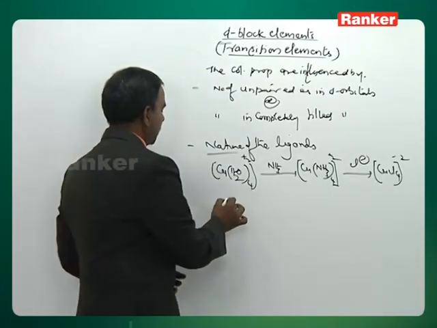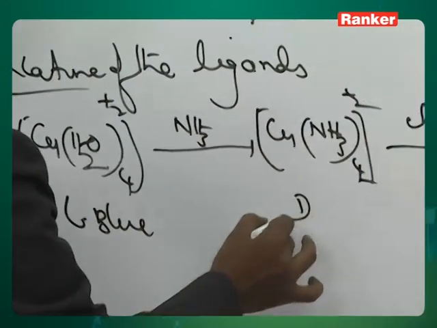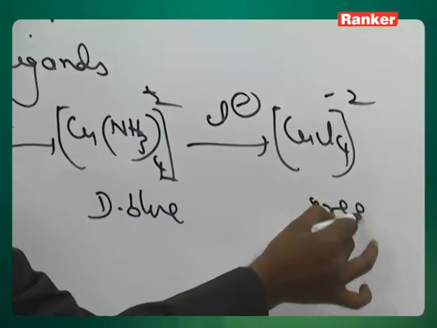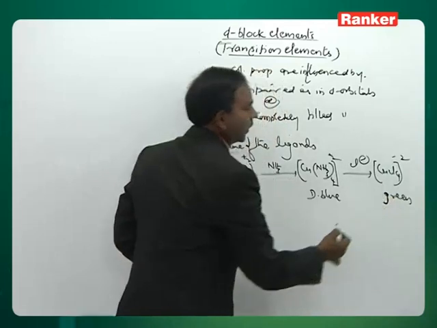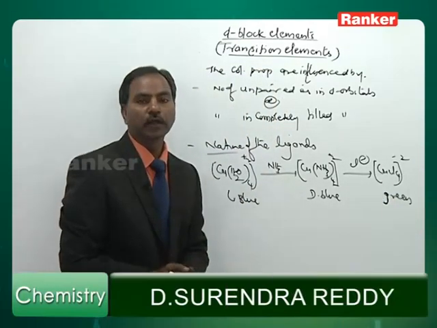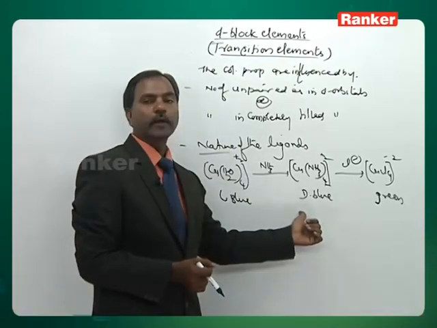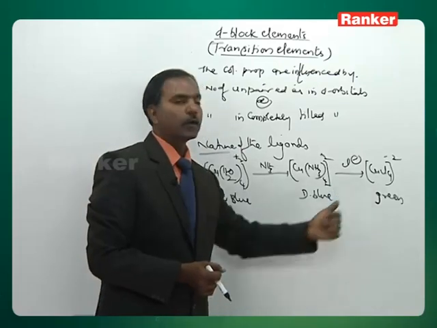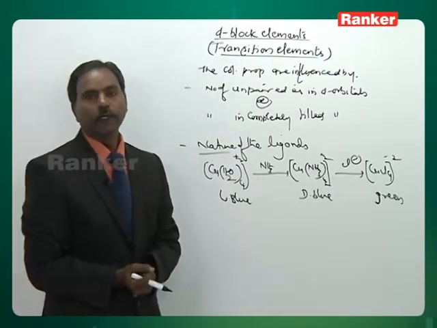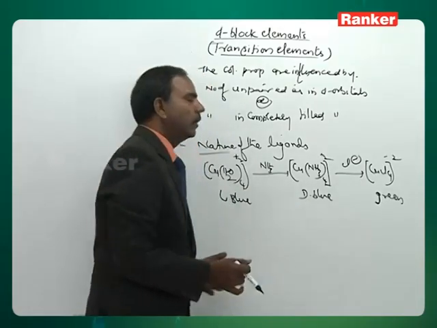Now this is light blue in color, this is dark blue in color, but this is green in color. What do you understand by this? If you are changing the ligand, the color is also changing. Aqua complex light blue, ammine complex dark blue, and chloro complex green. As the ligand changes, the color also changes. Therefore, the color property depends on the nature of the ligand.